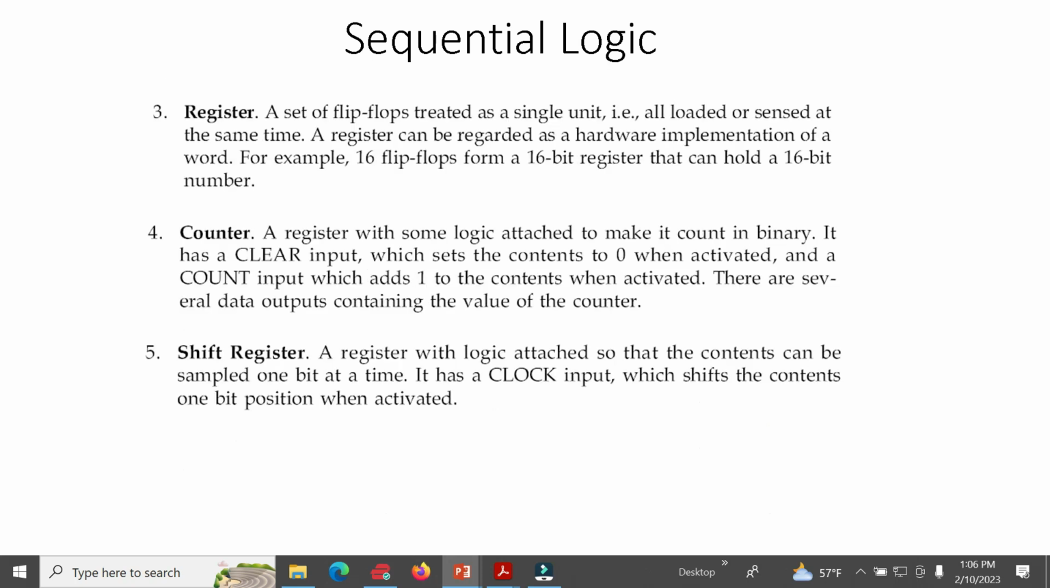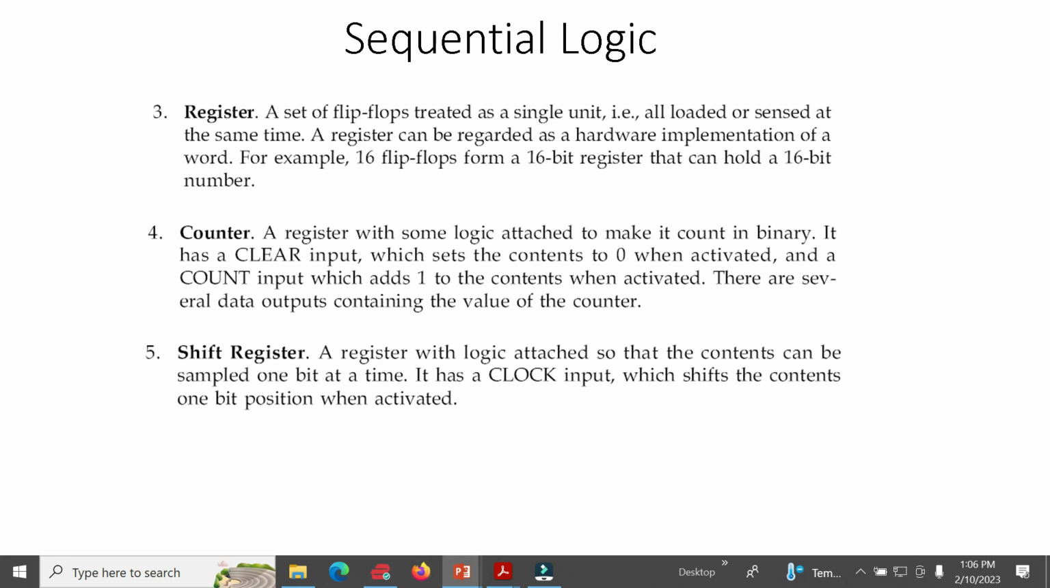Another important type is the register. This is a set of flip-flops treated as a single unit, like all loaded or cleared at the same time. A register can be regarded as a hardware implementation of a word. Example, 16 flip-flops form a 16-bit register that can hold a 16-bit number.